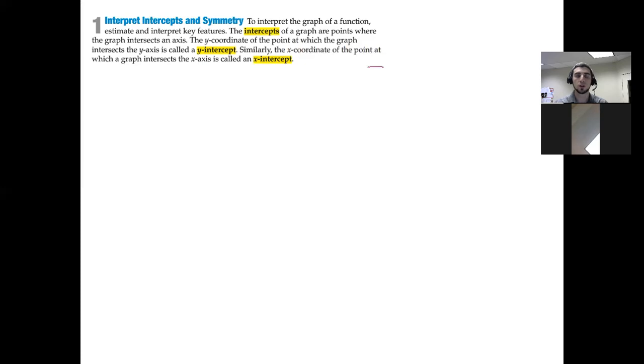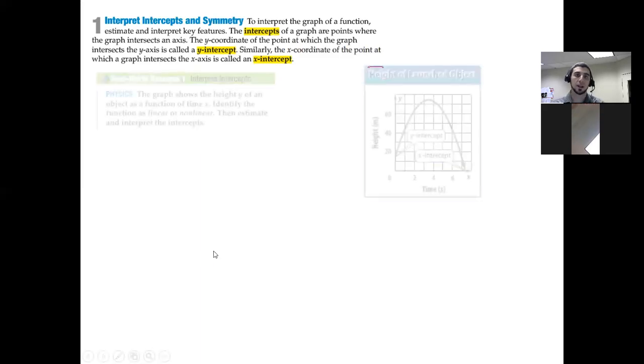they are modeling. So the intercepts of a graph are points where the graph intersects an axis. Think of the word intercept sounding like intersect. So that's where the graph crosses an x or y axis. The y-coordinate of the point at which the graph intersects the y-axis is called the y-intercept. And the x-coordinate, similarly, where a graph crosses the x-axis is called an x-intercept.